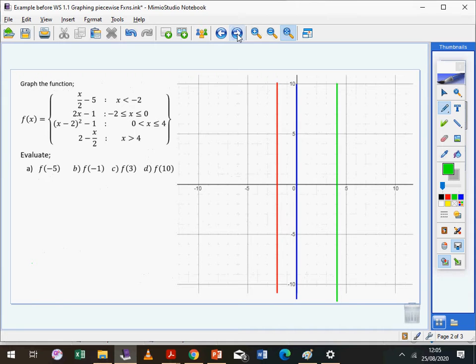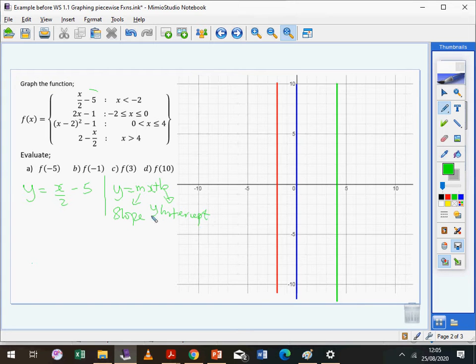So I've used these lines to show you what the different sections of the domain are and where that graph exists for each of these different definitions. So we're going to start with this one, y is equal to x over 2 minus 5. This looks a lot like y equals mx plus b. And I hope you remember that m is the slope and b is the y-intercept. Slope being rise over run.